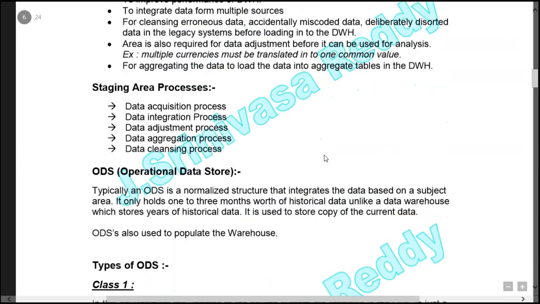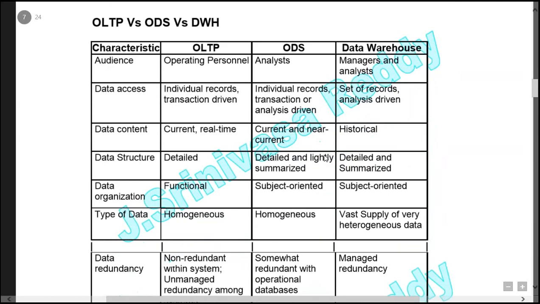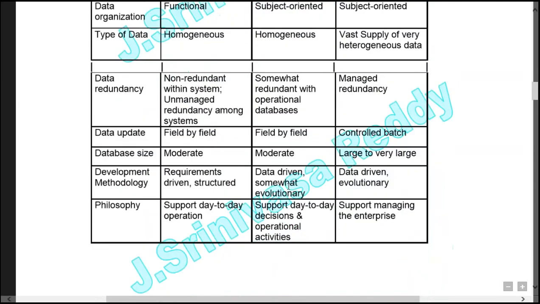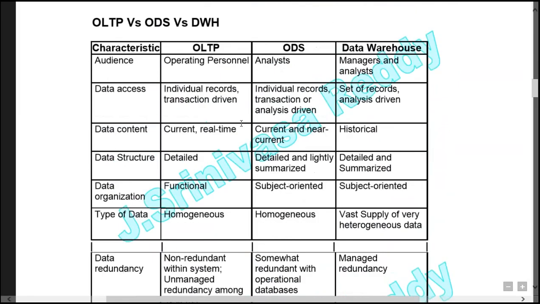In this document, you have the OLTP, ODS, data warehouse comparison table. So who works with OLTP? Operational personnel. Who works with ODS? Analysts. Who works with the data warehouse? Managers and analysts. What is the data access? In OLTP, individual records and transaction driven. In ODS, individual records, transaction driven and also analysis driven. Data warehouse is a set of records, it is analysis driven.